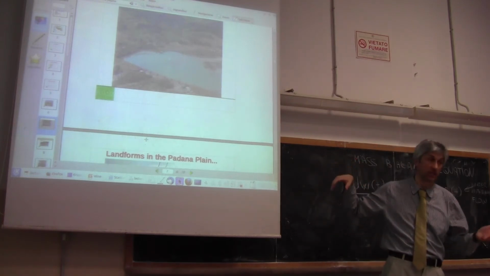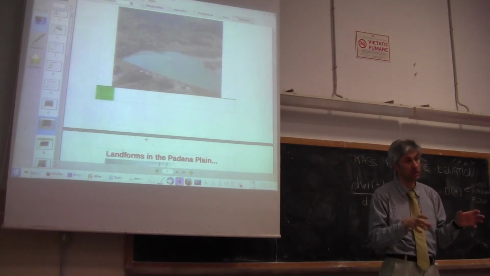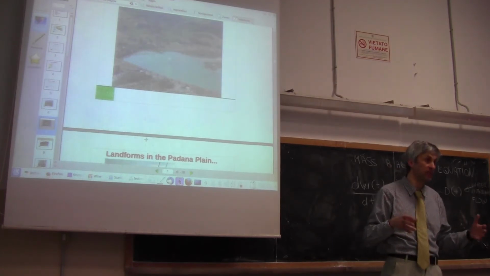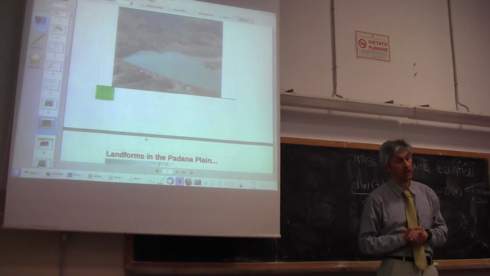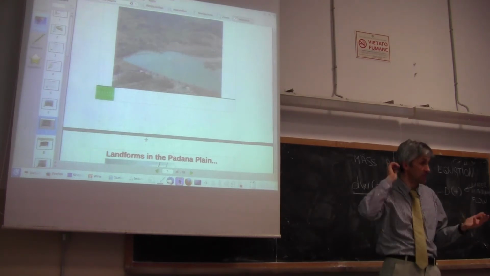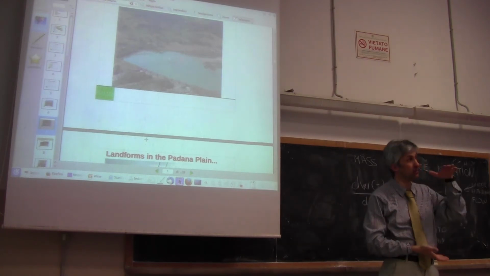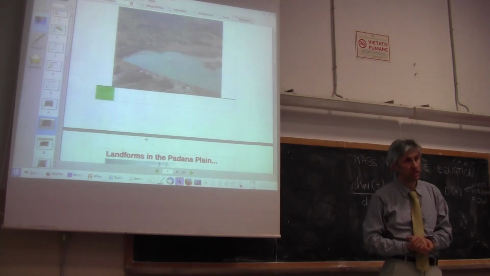Basically, people started in the Middle Age, as I said, to take water from these rivers, and in order to take water, you have to build some facilities, like, for instance, canals. And in this case, they built a dam, a small dam. The height of the dam is less than 15 meters.